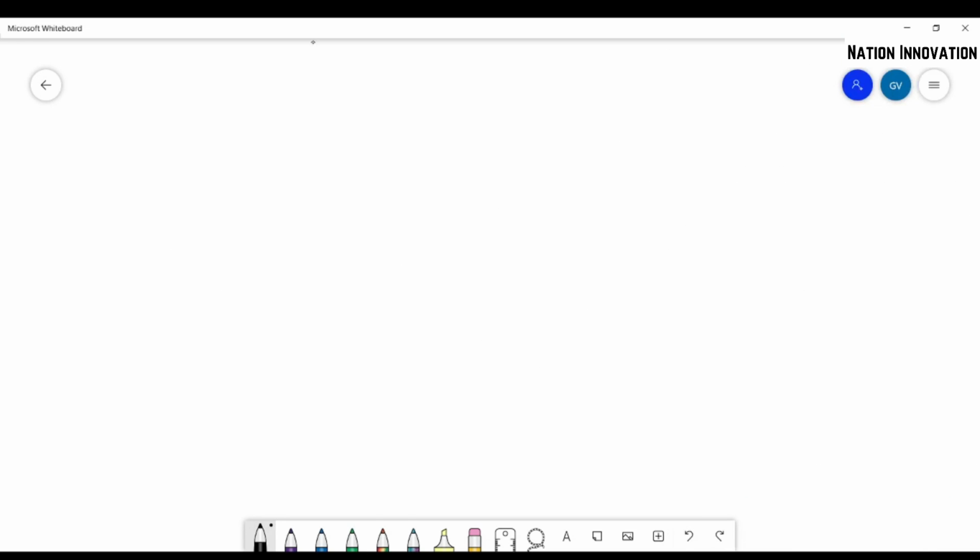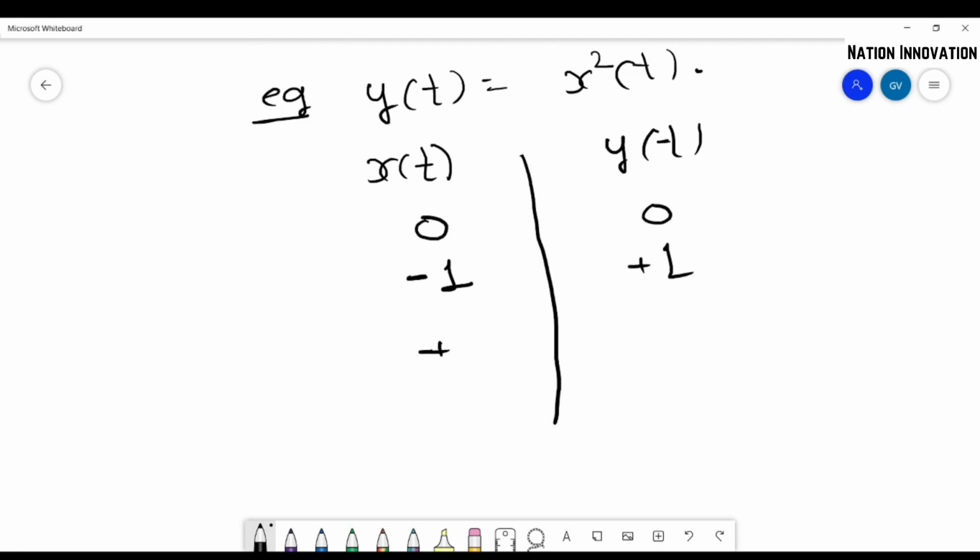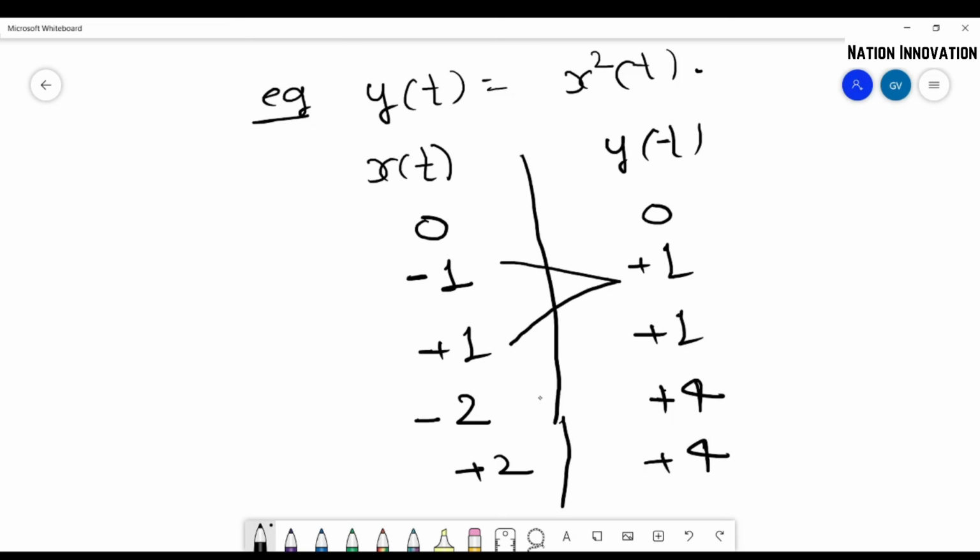Now let's move forward to understand non-invertible. I'll make you understand by an example. If y of t is equal to x square of t, let's suppose x of t is equal to 0, I'll get 0. If I take minus 1, I'll get plus 1. If I take plus 1, I'll get plus 1. If I take minus 2, I'll get plus 4. If I take plus 2, I'll get plus 4. So we can see that for distinct inputs we are getting the same output.